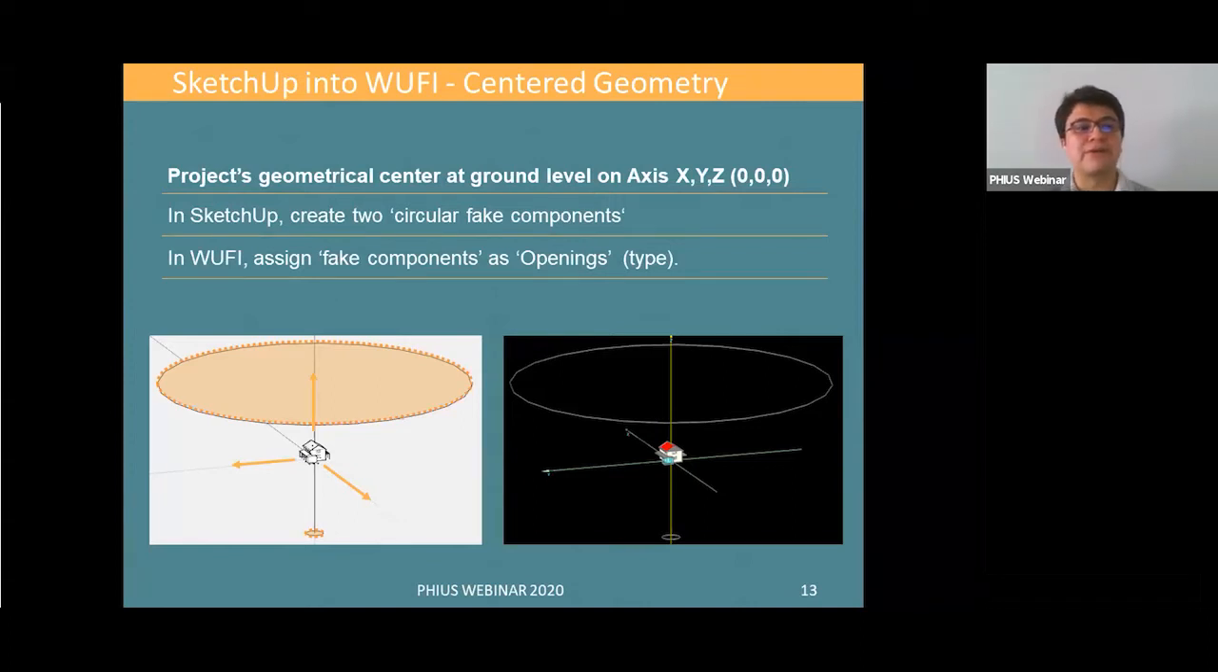To manage this, you need to create two fake components in SketchUp. These are circles that cover all the geometry you placed. And these components are located at the same distance from the ground level when you create them in SketchUp, one above the project and one below. And to subtract them from the shading calculation in WUFI, we changed their type from opaque into transparent. I want to show you a video with this information.